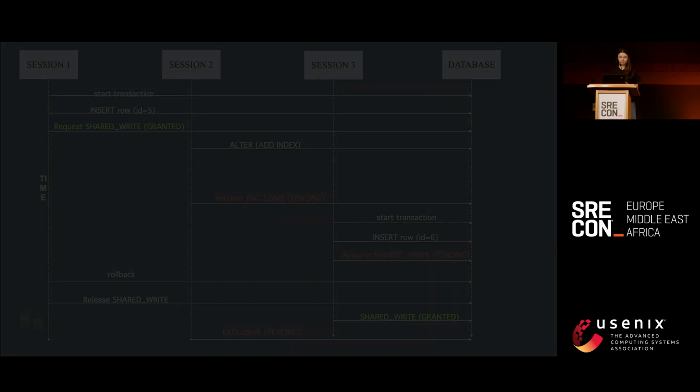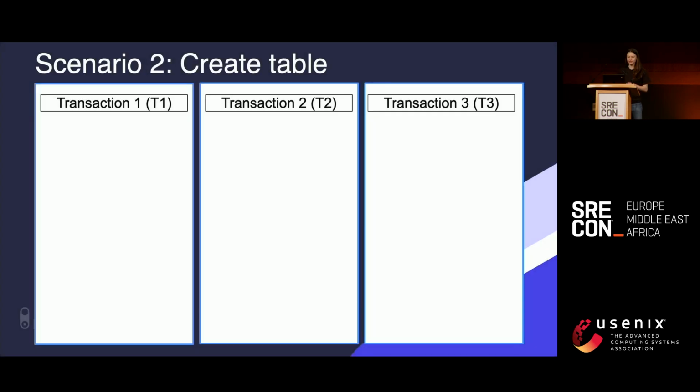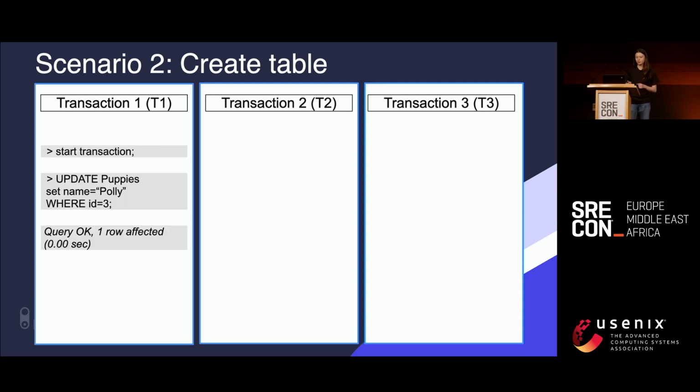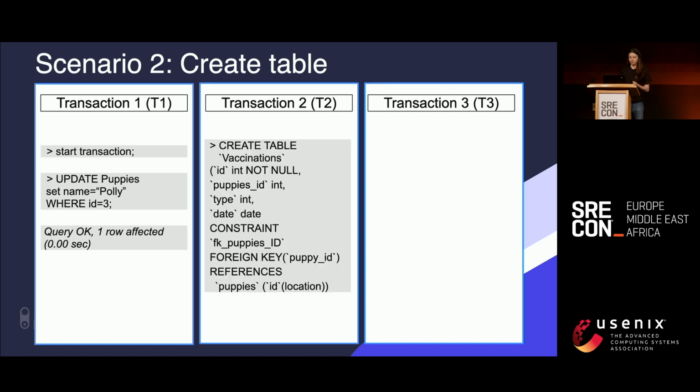OK, let's move on to scenario 2. So we'll start in a similar way. We're going to start the transaction in session 1. We're going to write to the puppies table. But now let's say we had an incident in Capsule, and now we have to track the vaccination status of the puppies. So we're going to create a new table that references the puppies table. Create a table vaccination referencing the puppies table, and this one will also hang, like in scenario 1.